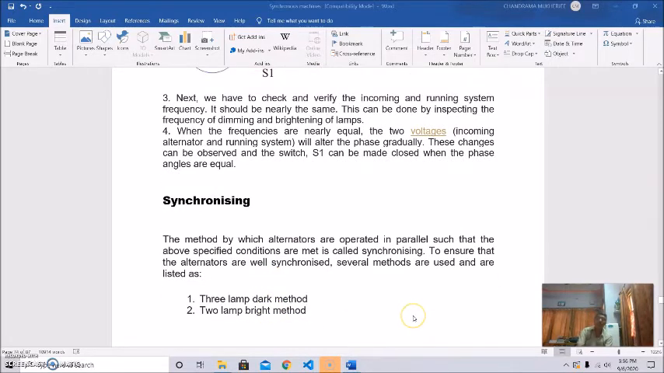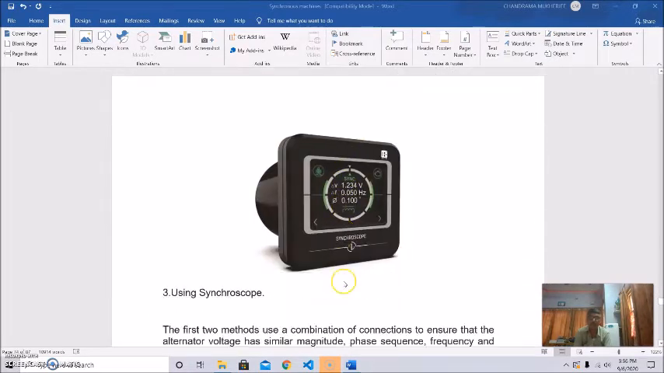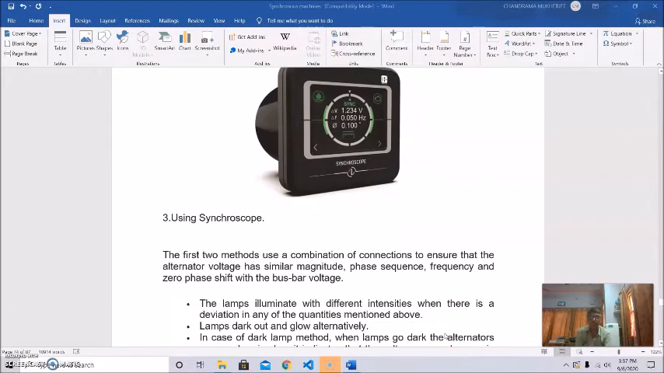This method by which the alternators are operated in parallel such that the above specified conditions are met is called synchronizing. To ensure that the alternators are well synchronized, several methods are used. The three lamp dark method and the two lamp bright method can be used, and also we can use a synchroscope. The first two methods are a combination of connections to ensure that the alternator voltage has similar magnitude, phase sequence, and frequency with the bus voltage.